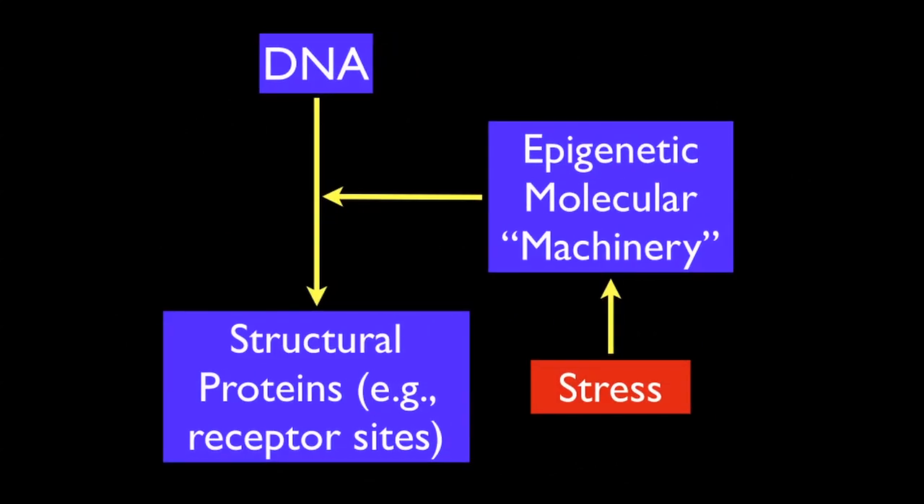Another, more recent research has shown that stress actually degrades the epigenetic molecular machinery within the cell that is responsible for converting DNA to various structural proteins, including receptor sites on neurons. And as a result, the cells within the body are actually producing degraded versions of the proteins that the body needs to function well. So there are multiple impacts of stress, and it's extremely harmful.